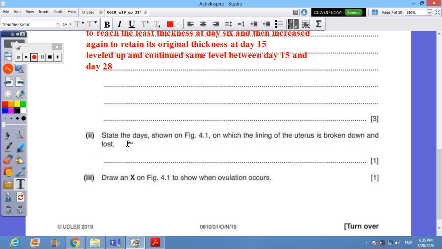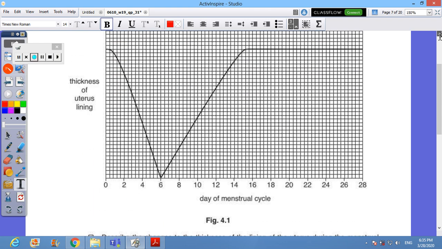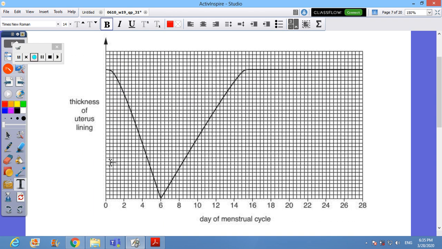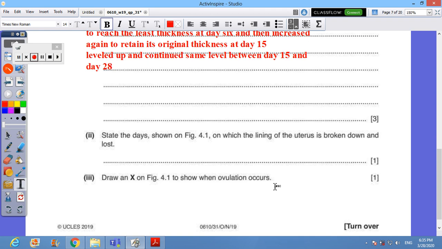State the day shown on the figure on which the lining of the uterus is broken down. Is broken down means started to break down and lost, okay? Or the interval in which the wall was broken down or proceeded to break down. It was between the first day and the 6th day. So we can say between day 1 and day 6.